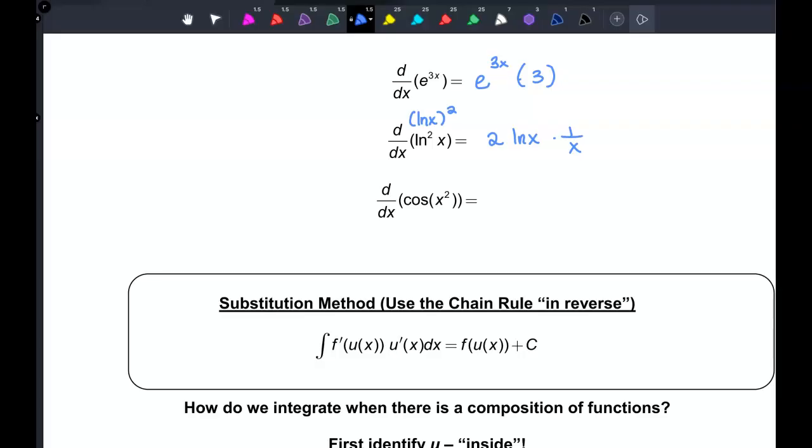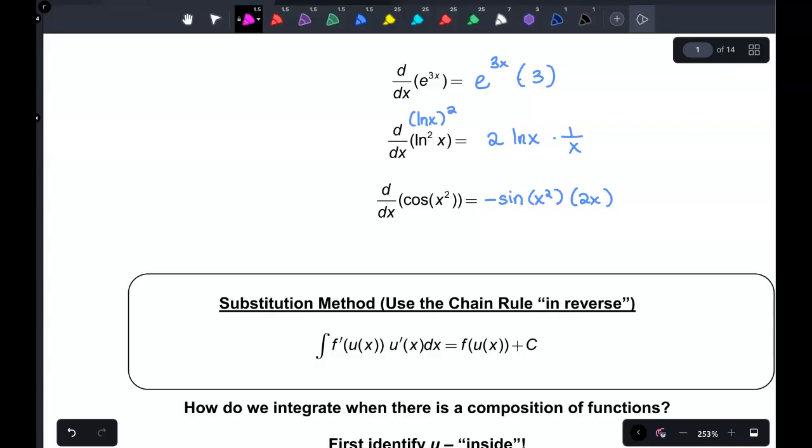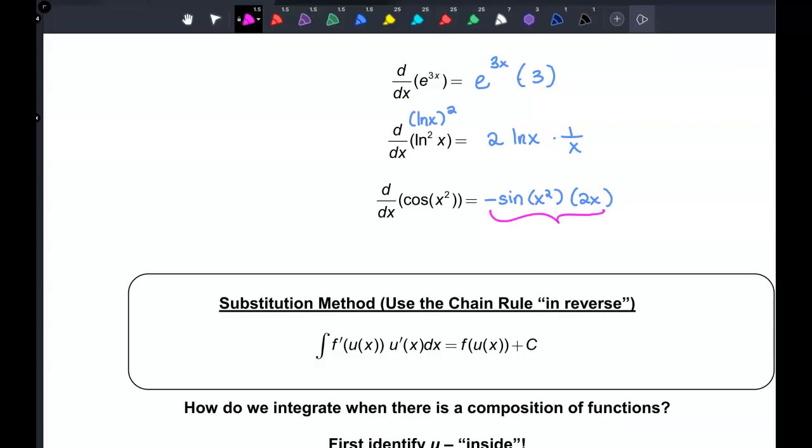And how about the last one? We'll get negative sine of x squared times 2x. Okay, that means, let's say, for example, this last one here, if I were to take the antiderivative of this whole thing, I should get back cosine of x squared plus c.